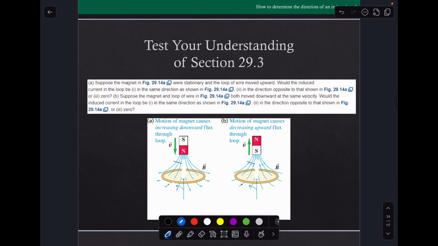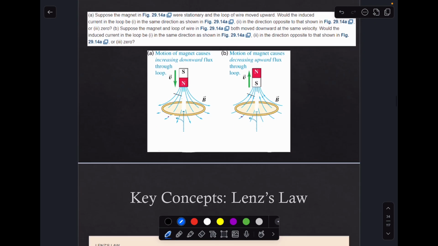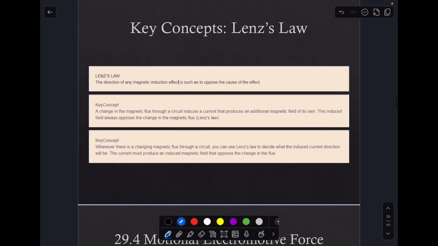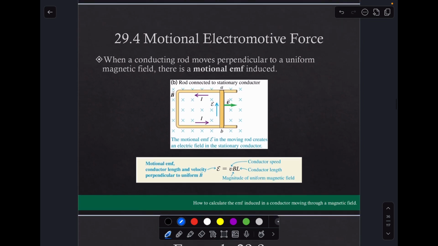So this is Test Your Understanding. It's basically just an application of what we just did. All right, read through these concepts for Lenz's law. And so now let's go back to the slide wire generator. So we recently did a derivation for that.